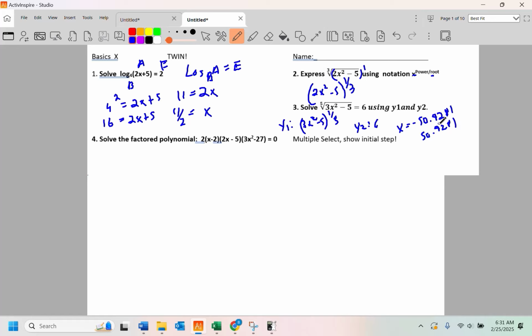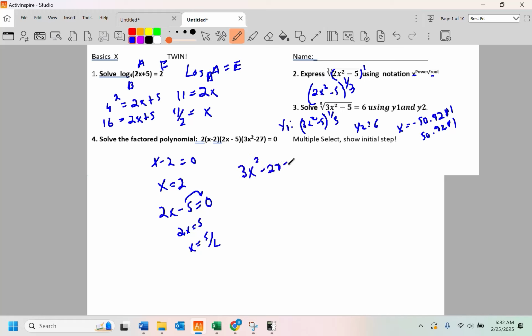4, solve the factored polynomial. You're going to use what's called the old zero product property. So x minus 2, if we just think about covering up all of this stuff, is a 0, which means x is 2. Most of you guys are getting these, a couple of you are not. 2x minus 5 is a 0, so we add 5, 2x is 5. Divide by 2, and x is 5/2. And there's going to be 2 solutions here.